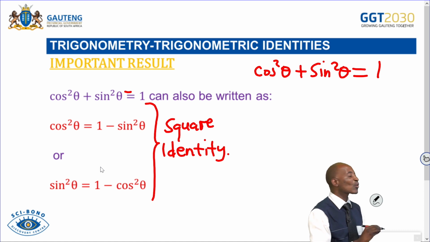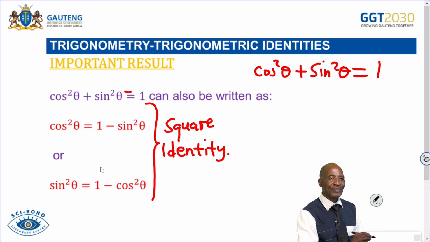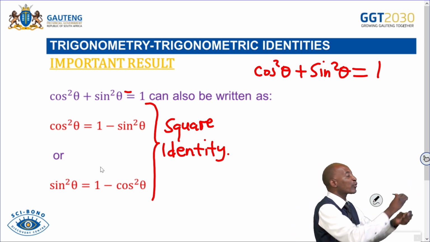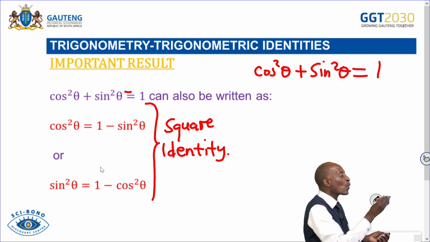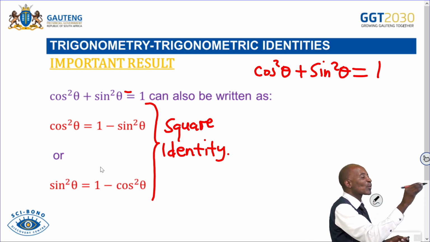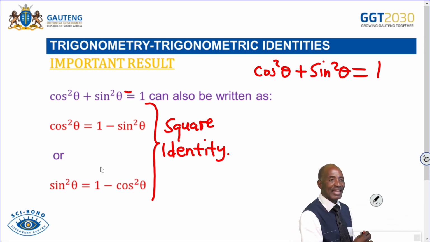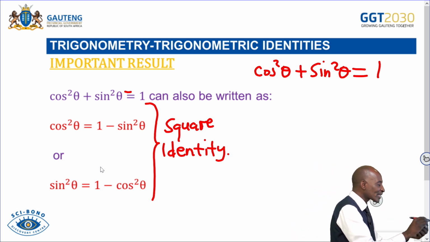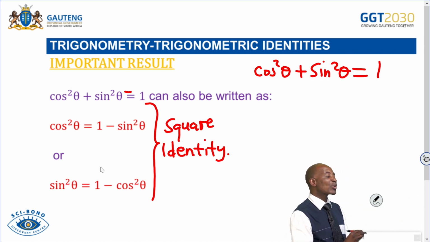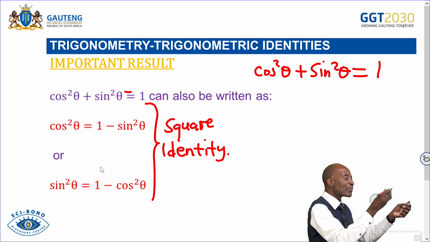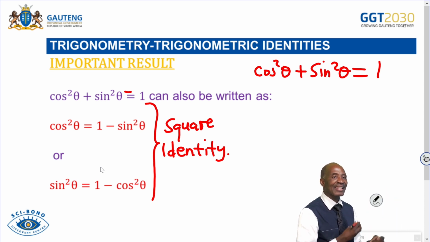Cos squared theta equals 1 minus sin squared theta. Then sin squared theta equals 1 minus cos squared theta. We will need these later on for substitution: where I see 1 minus sin squared theta, I can as well write cos squared theta. That's how you play around with them. Where I see sin squared theta, I can replace it and put 1 minus cos squared theta, depending on the simplification that one has to do.